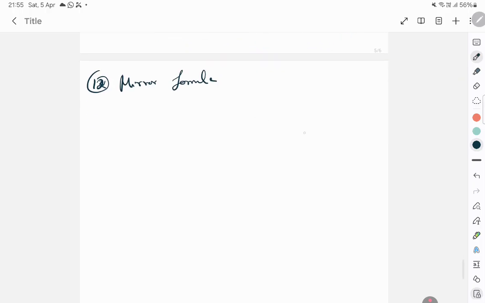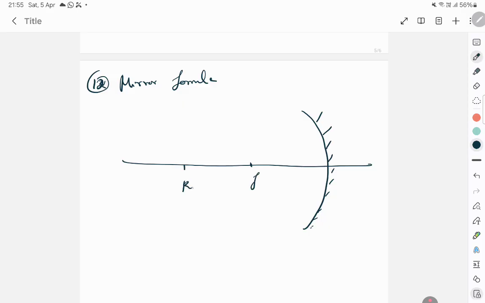Let's draw a concave mirror. This is the principal focus. This is the radius of curvature. Let's consider any position. Okay, let's consider that the object is beyond C.